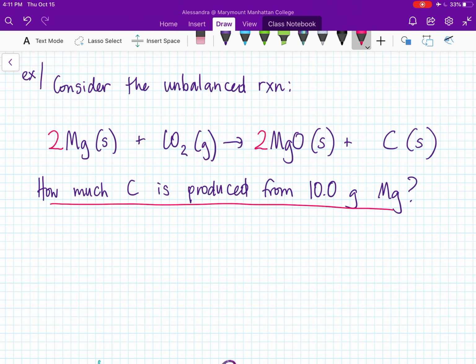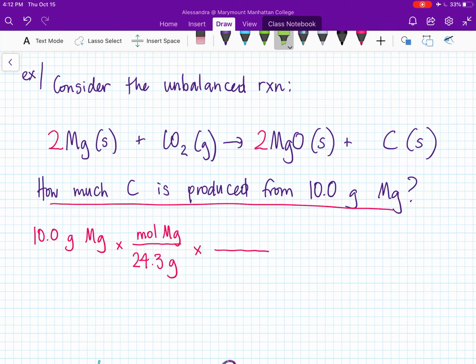Now you can address the question of this stoichiometric calculation. I want to start with 10 grams of magnesium, and I know I have to convert grams to moles. So I look up magnesium's atomic mass on the periodic table, 24.3 grams per mole. That gives moles of magnesium, but I want to relate magnesium to carbon. Looking at my balanced chemical reaction, I am going to produce 1 mole of carbon for every 2 moles of magnesium. So I can put that stoichiometric ratio in, 1 mole of carbon for every 2 moles of magnesium.